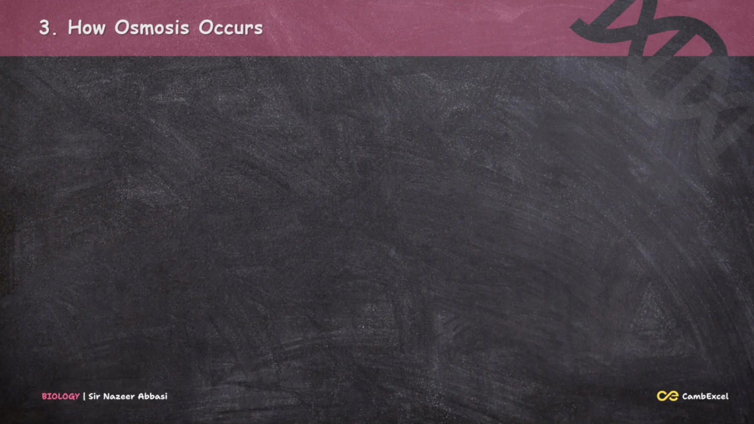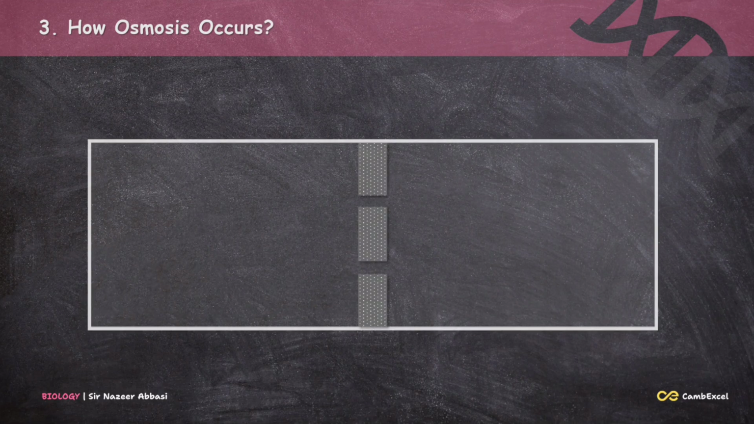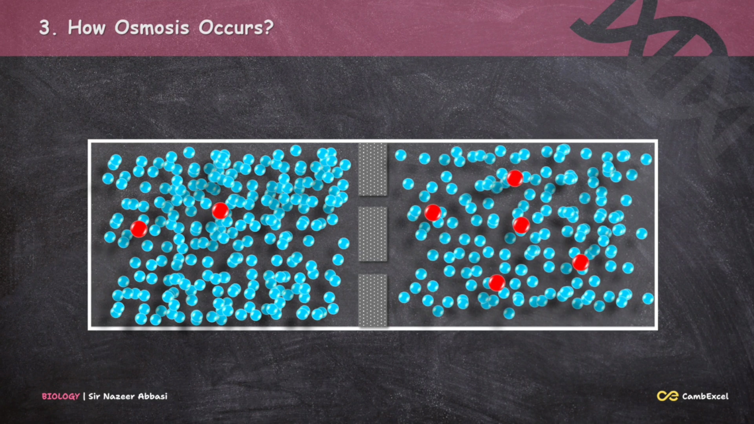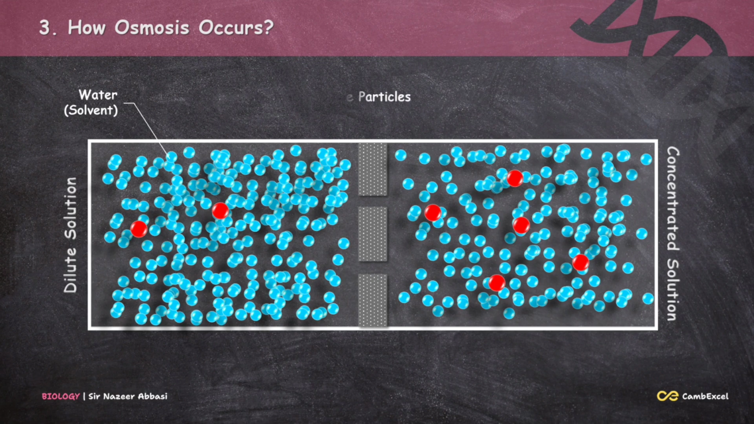Next, we have to learn how osmosis occurs. In order to understand it, imagine a situation where we have two different types of solutions separated by a partially permeable membrane. The solution on the left is a dilute solution and the solution on the right is a concentrated solution. These are the water molecules and these are the solute particles.